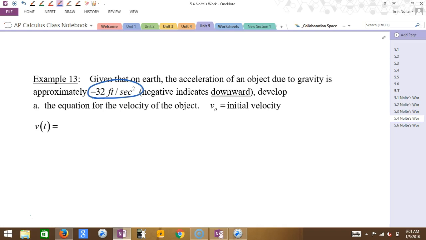Feet per second squared. I didn't say that right. There it is. Okay, so they're basically telling us that the acceleration of any object is negative 32. Let's not add units there.